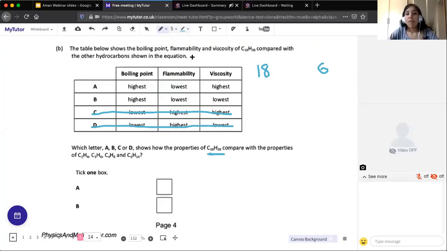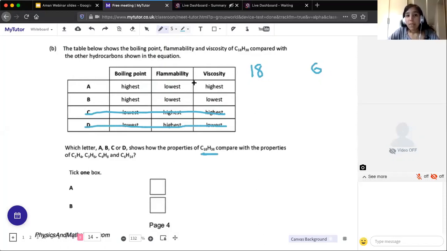Then we're thinking about flammability, and both of them say low. And that's true because we know that as something gets longer, it's harder for it to burn. That's because more energy is needed. So it tends to burn with a more smoky flame. So that's right, the flammability does tend to be low. Then we're thinking about viscosity.